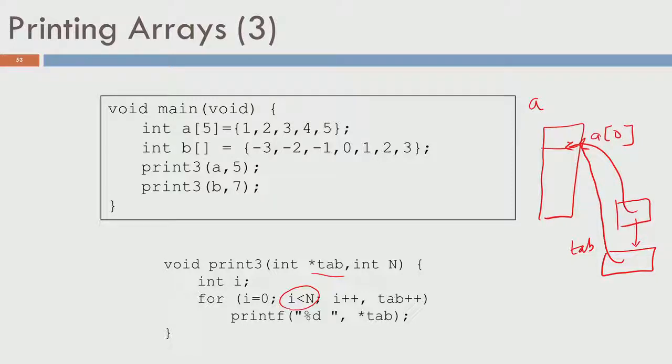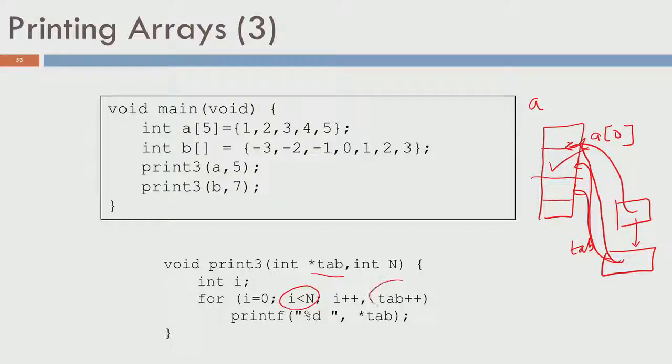And each time what you are doing is, the first time when i equals 0, *tab will be pointing to a[0], you print. So tab is pointing to a[0], *tab will actually print a[0], and then you do tab++, which means you are actually pointing to the next location. The next time when you come around, *tab would be a[1], you print that and you increment tab to go here and so on.